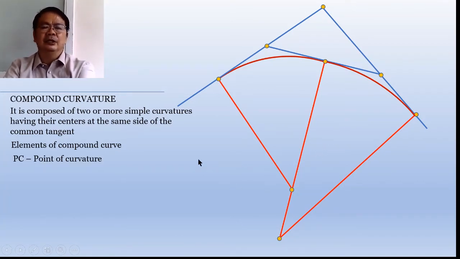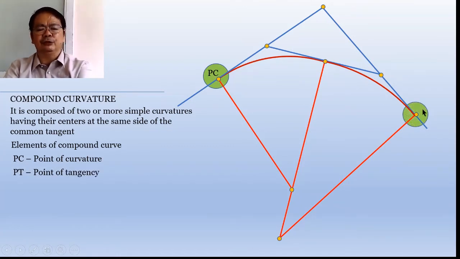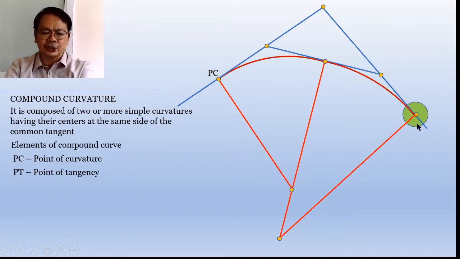First, we have the point of curvature. It is the point where the back tangent intersects the first curvature at this point. Ito yung kanyang PC. Yung point na kung saan naroon ang intersection ng first curve at ng back tangent. We also have here the point of tangency. Itong point na yun naman. Ito naman yung intersection ng forward tangent and the second curve. It is the point where curve ends. We call this as the point of tangency.